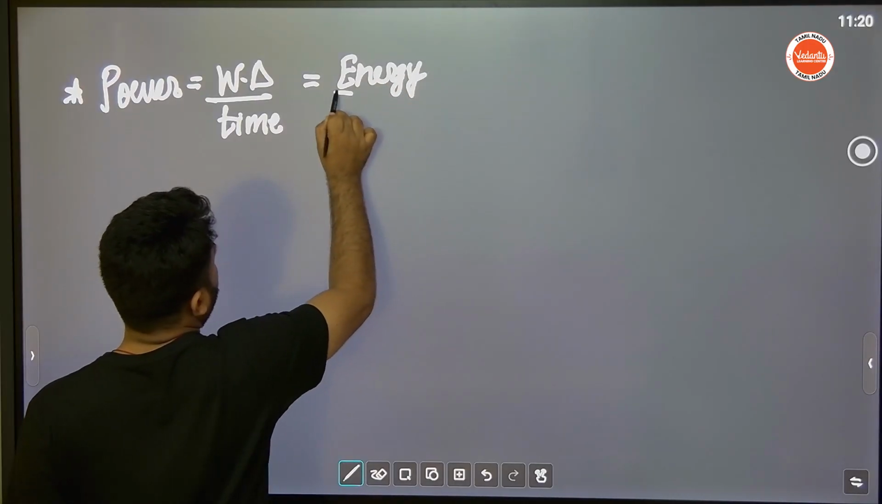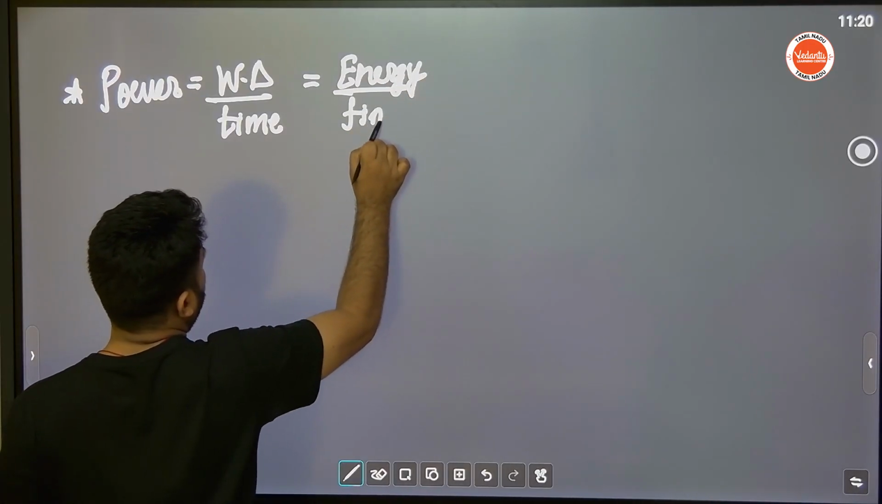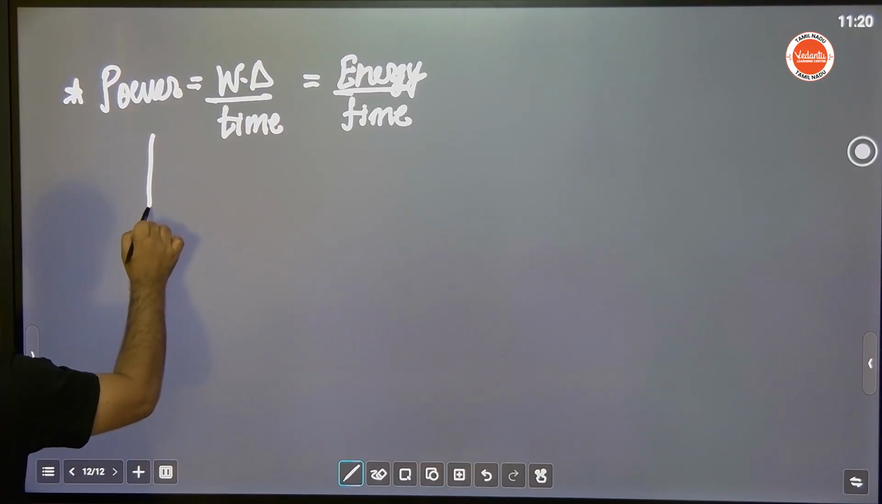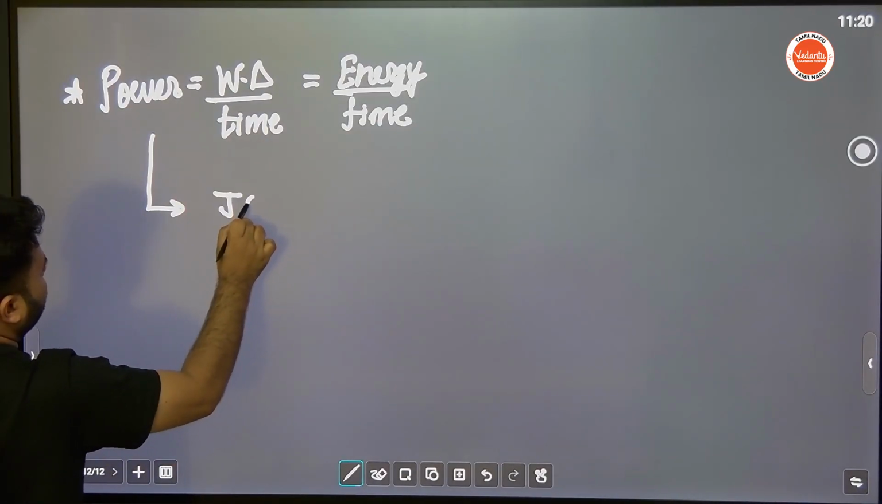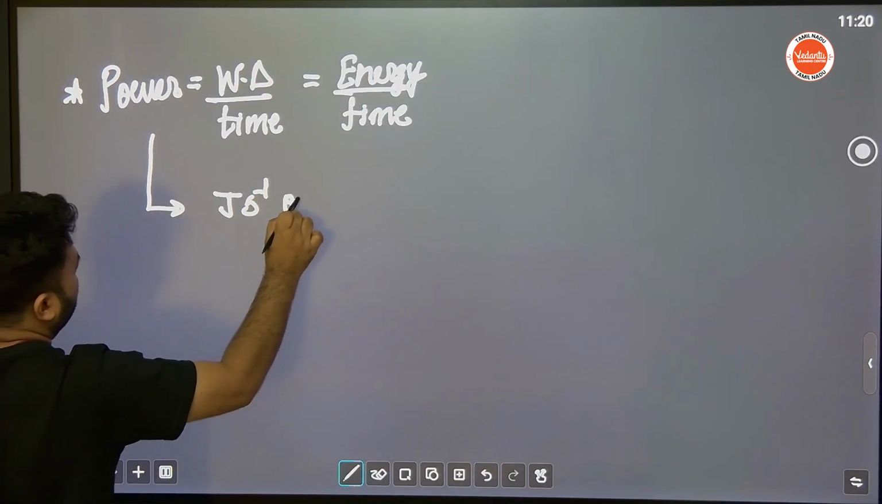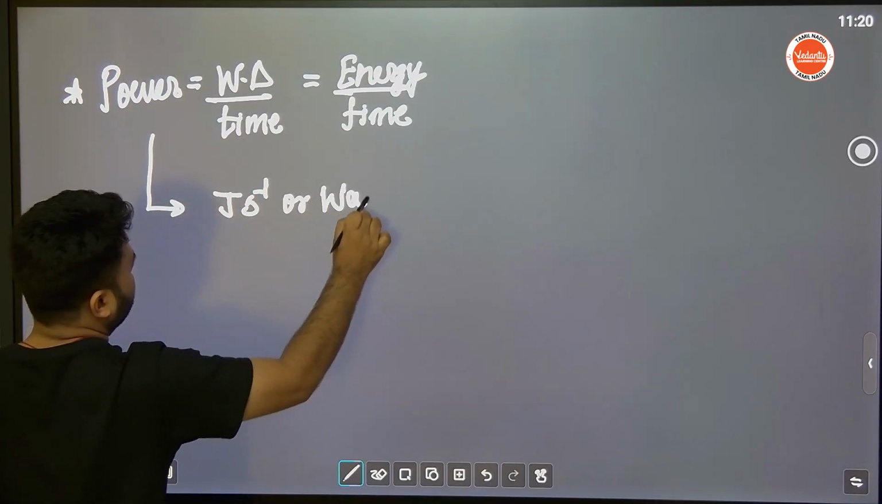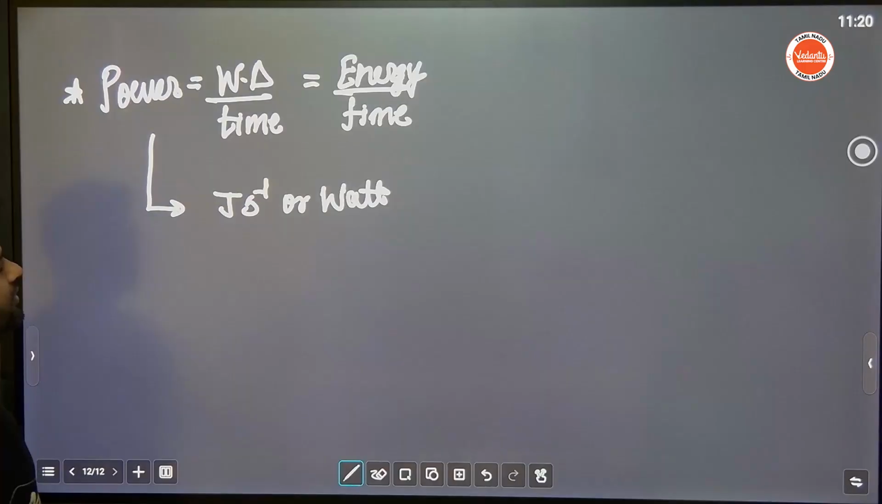Energy divided by time. So if I see the unit of power, work done or energy unit is joule per second, or we call this quantity watt. Correct.